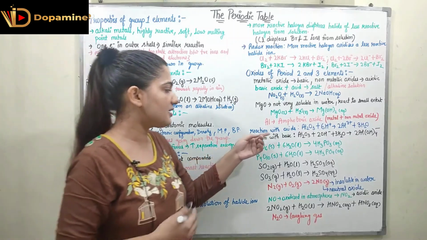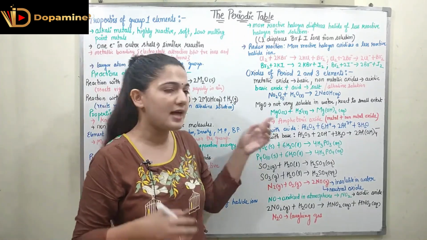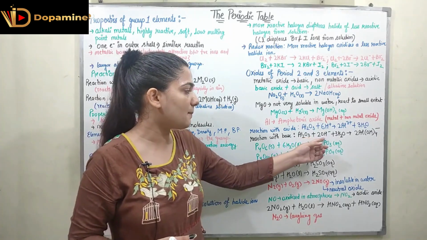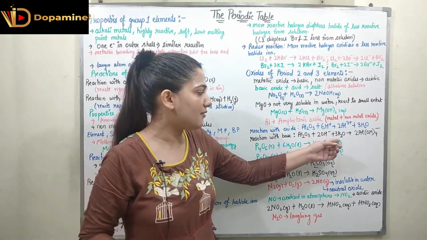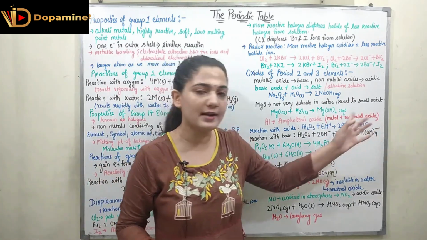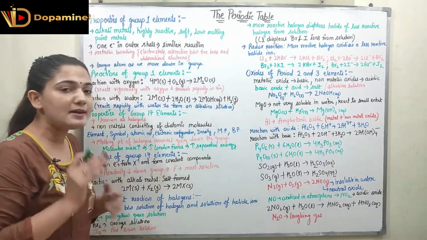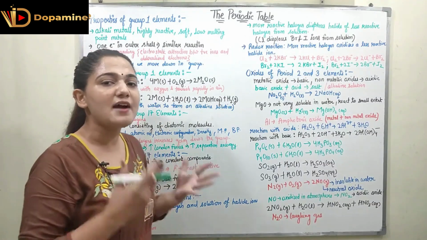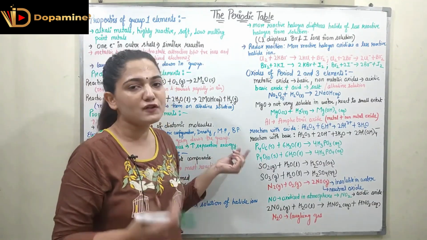Similarly, it is going to react with the bases as well, and in bases we have hydroxide ions. So we have Al2O3 plus 2OH⁻, and we are going to add water to it, and it is going to form 2[Al(OH)4]⁻. So in this manner, aluminium oxide can react with both acids as well as bases. It is an amphoteric oxide.